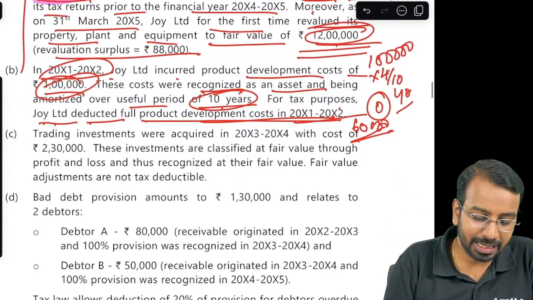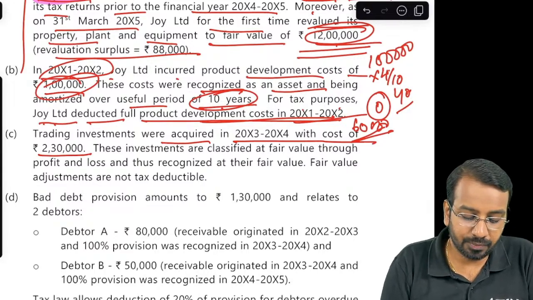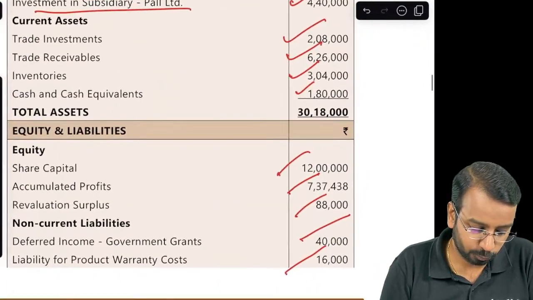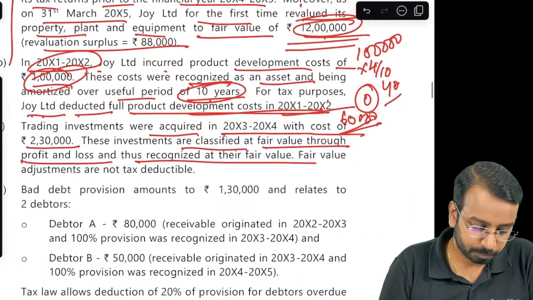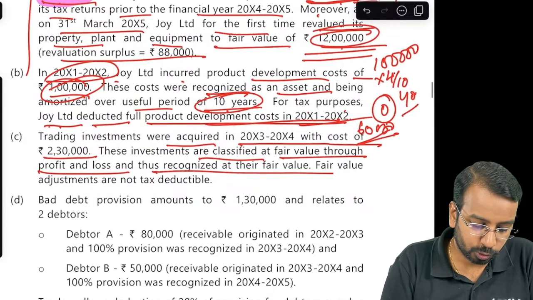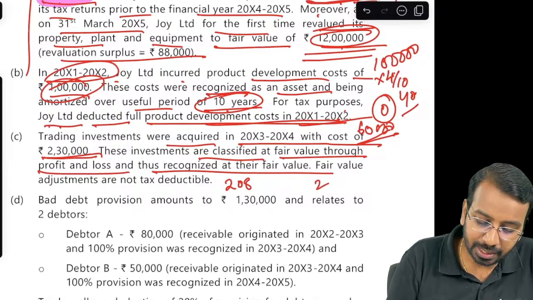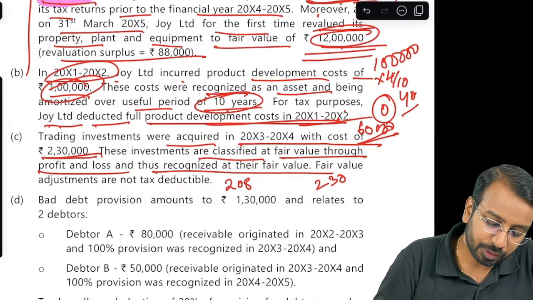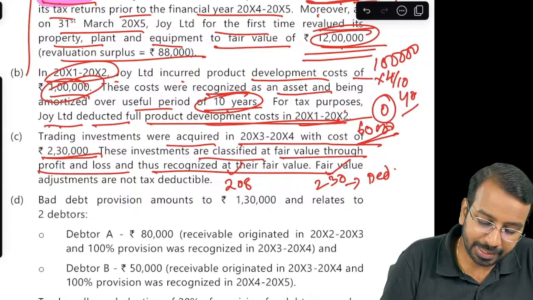Okay. Trading investments were acquired in year 3, year 4 with cost of 2,30,000. These investments are classified at fair value through P&L and recognized at fair value. So fair value through P&L, what is the investment value? 2,08,000. So the carrying amount of the asset is 2,08,000. For income tax purpose, it is 2,30,000. So if the asset amount is lower in the carrying amount and higher for tax purpose, this will become a deductible thing.